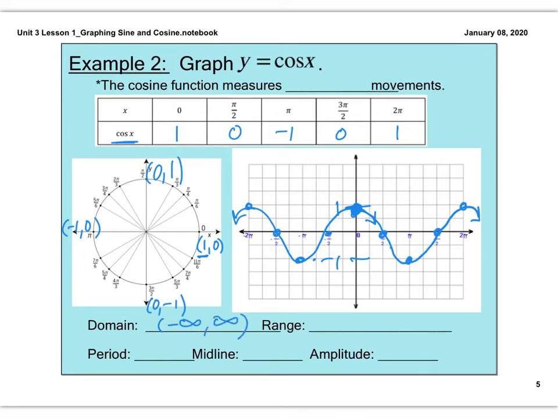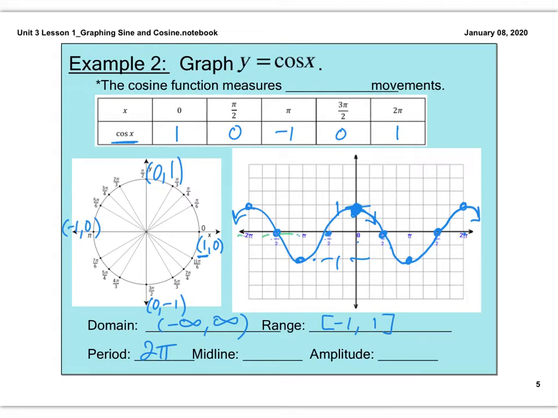Okay, the domain. It does go forever to the left and forever to the right. So that can be -infinity to infinity. The range is the y values. The lowest it gets is -1. The highest it gets is 1. And it does include those two values. The period is 2 pi. After 2 pi, between 0 and 2 pi, it's all new stuff. But then when you get to 2 pi, it's going to start repeating again.